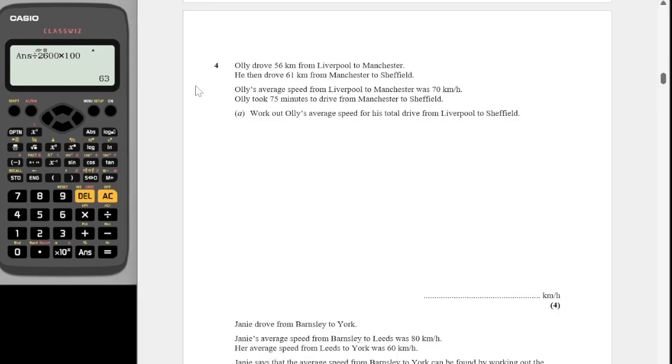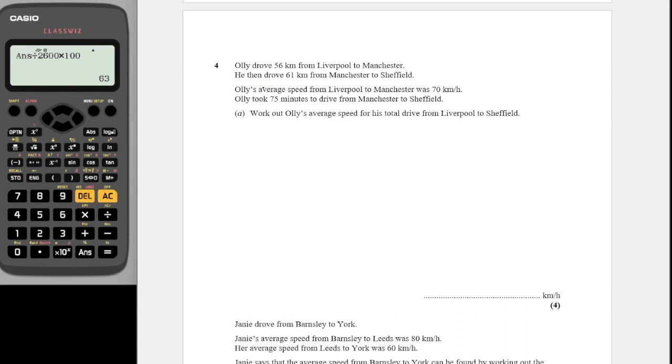Okay. Question 4. Ollie drove 56 kilometres from Liverpool to Manchester. He then drove 61 kilometres from Manchester to Sheffield. Ollie's average speed from Liverpool to Manchester was 70 kilometres per hour. Ollie took 75 minutes to drive from Manchester to Sheffield. Work out Ollie's average speed for the total drive from Liverpool to Sheffield.